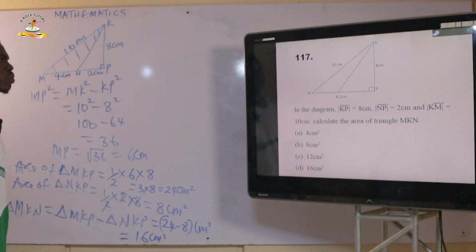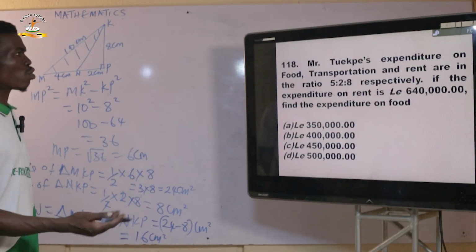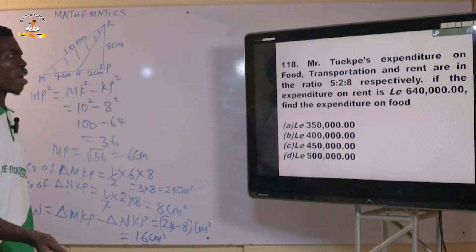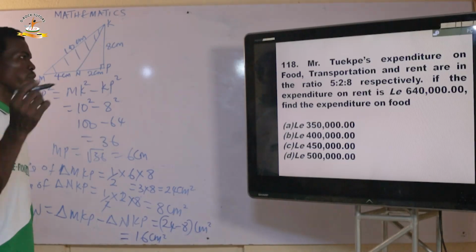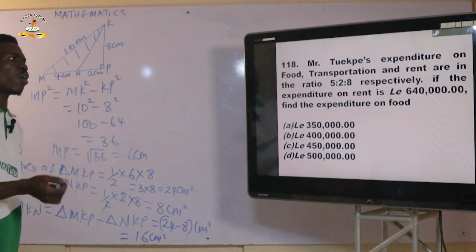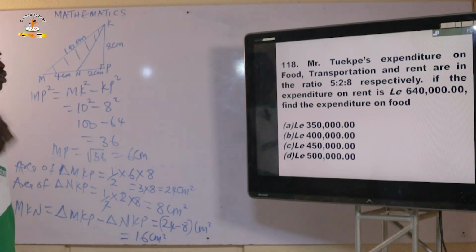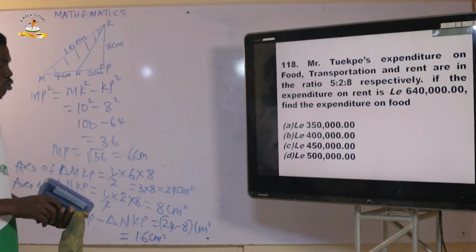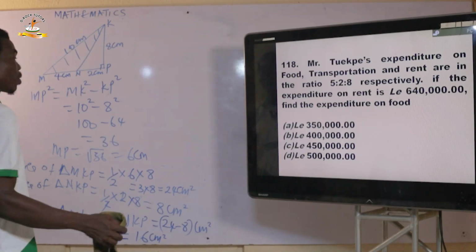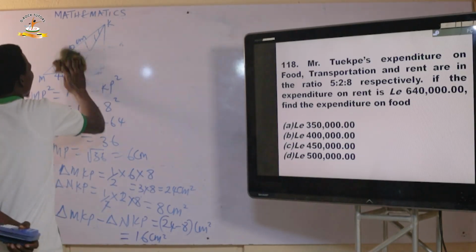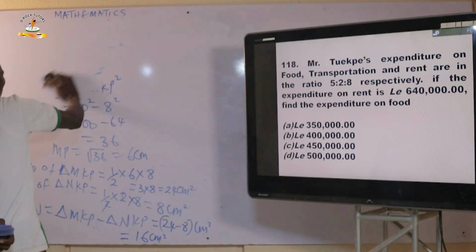Our next question. Alright, listen. Ekpe's expenditure on food, transportation and rent are in ratio 5:8 respectively. If the expenditure on rent is 640,000 leon, find the expenditure on food. Leon is just the current currency of Sierra Leone, and let's see how that will be solved.